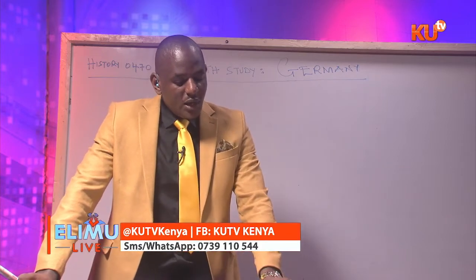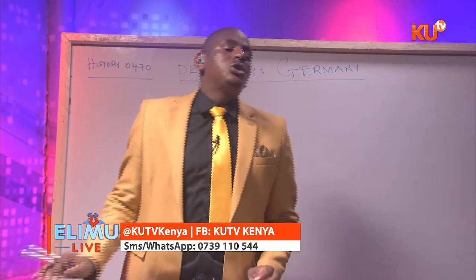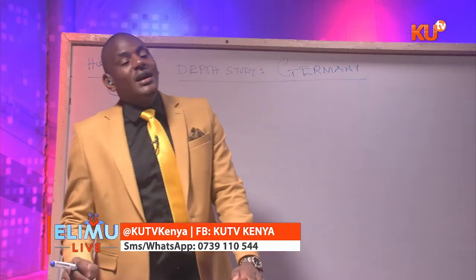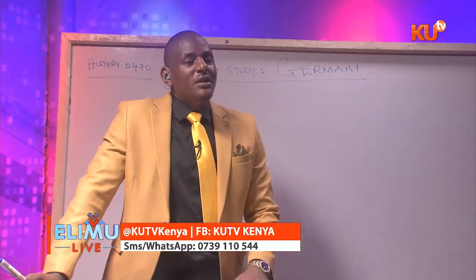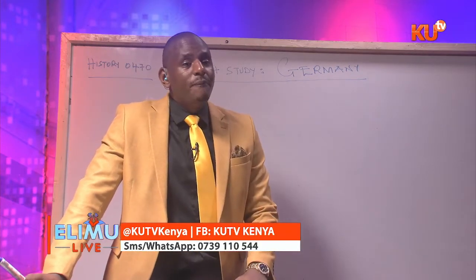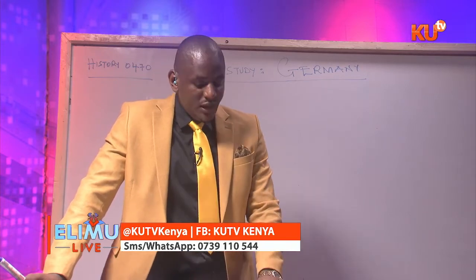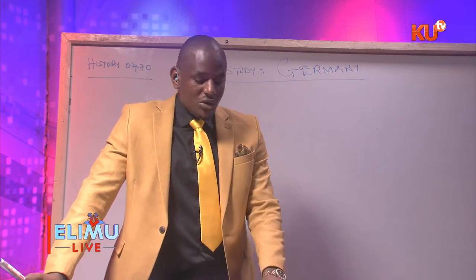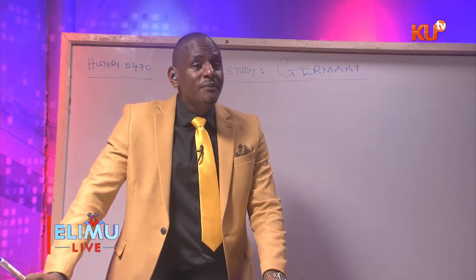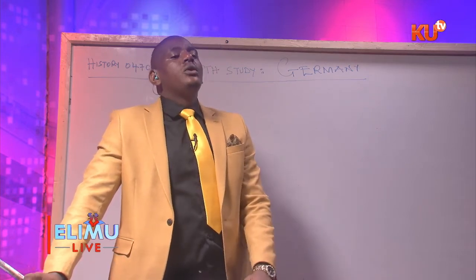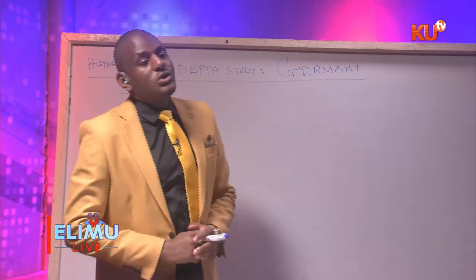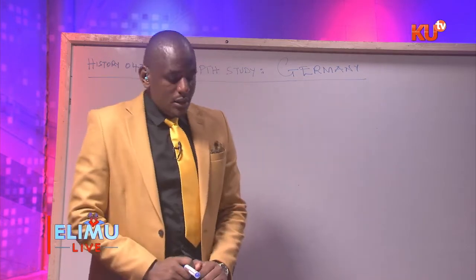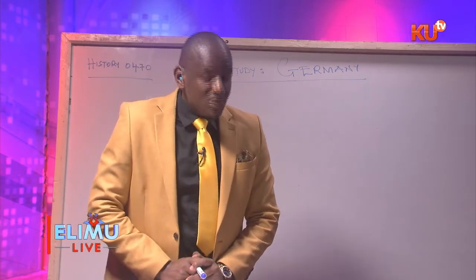We shall also look at the Weimar Constitution. After the Kaiser abdicated, Friedrich Ebert, who came into power as the chancellor then, took over power and introduced a lot of reforms in what is known as the Weimar Constitution. We shall be looking at some of the reforms that were introduced by this particular Weimar Constitution.